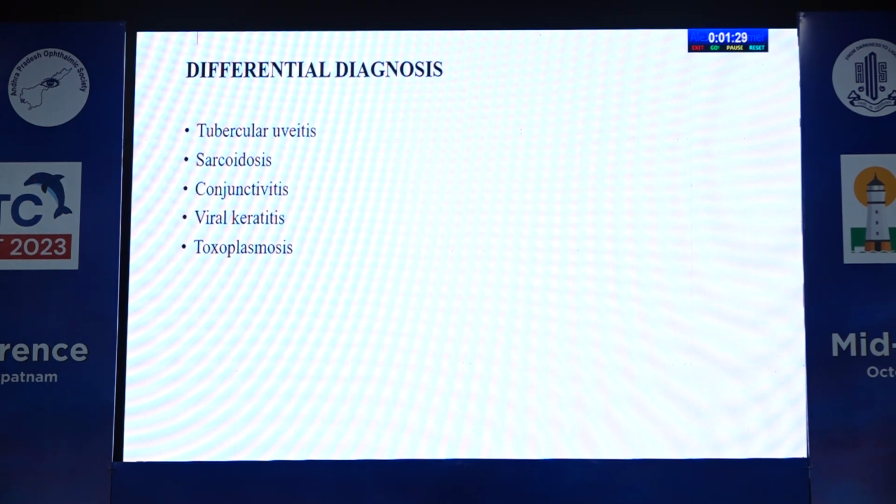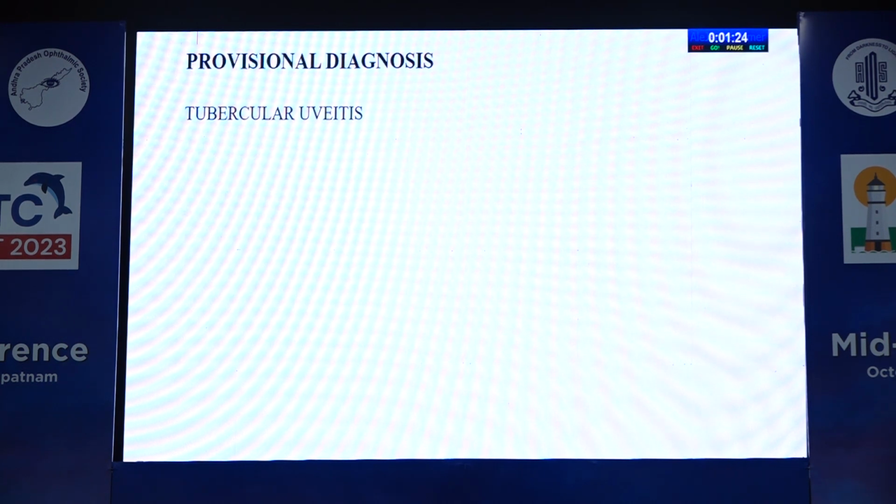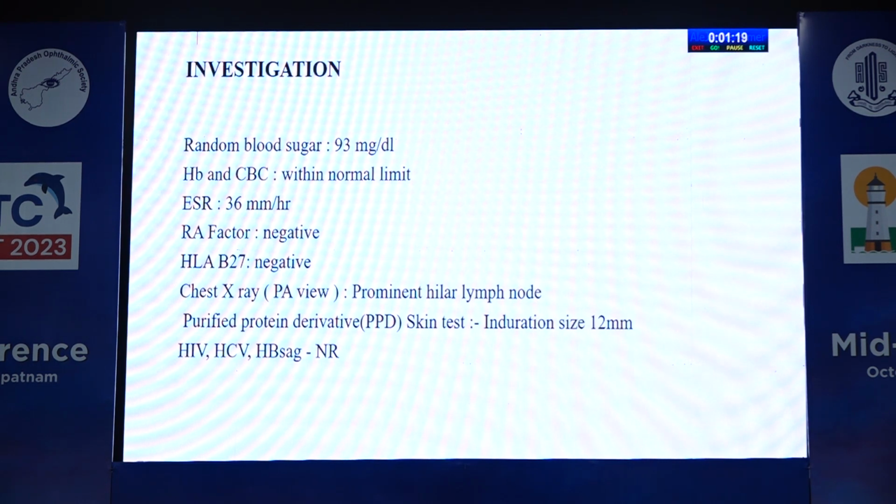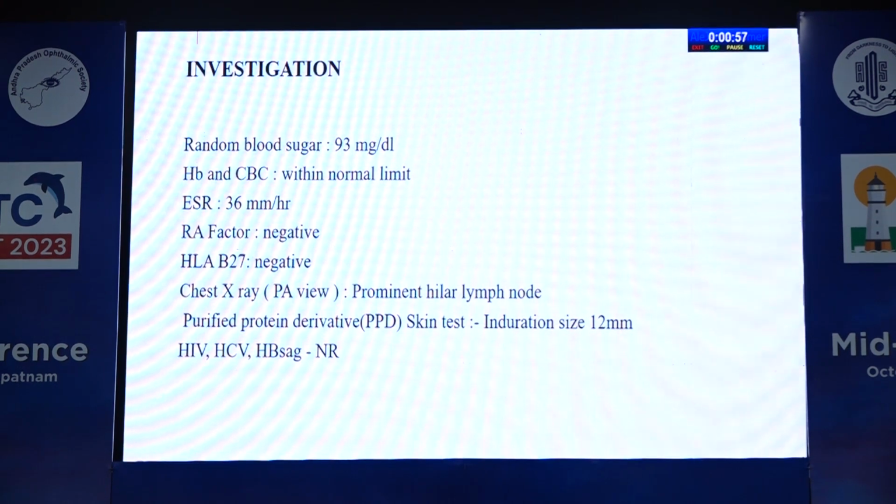Differential diagnosis: tubercular uveitis, sarcoidosis, conjunctivitis, viral keratitis, toxoplasmosis. Provisional diagnosis: tubercular uveitis. Investigations: random blood sugar 93 mg/dl, CBC within normal limit, ESR 36 mm per hour, RF negative, HLA-B27 negative, chest x-ray PA view showed prominent hilar lymph nodes, purified protein derivative skin test induration size 12 mm, HCV, HIV, HBsAg non-reactive.